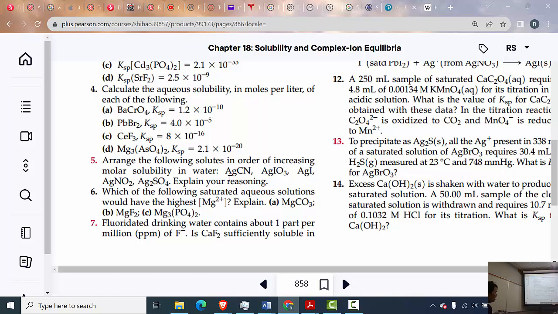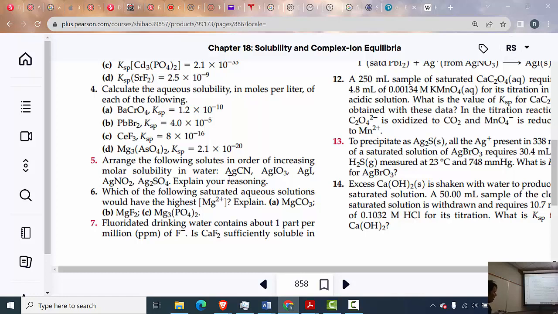Let's approach this. Worst case scenario is, they often say this without doing any calculations, which one, so you just do your best to estimate it. But worst case scenario is you just calculate it. And you don't have to worry about it. Which of the following saturated aqueous solutions would have the highest magnesium 2+?